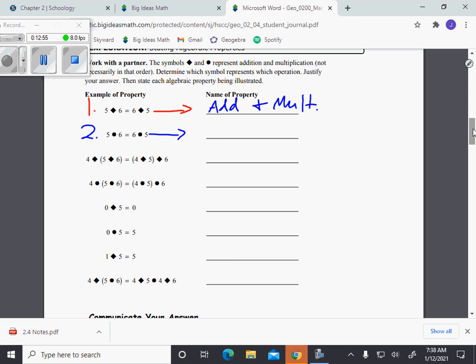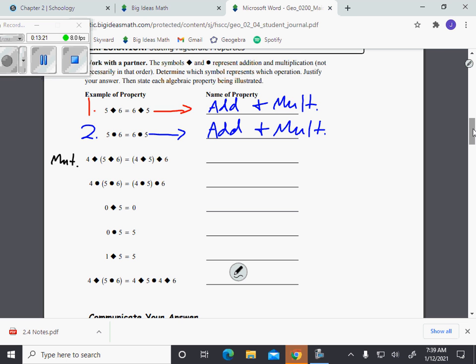Okay. How about this one down here? Circle. Same thing, right? Don't really know. It's 5 times 6 equals 6 times 5, and 5 plus 6 equals 6 plus 5. How about this one down here? Let's try and multiply first.